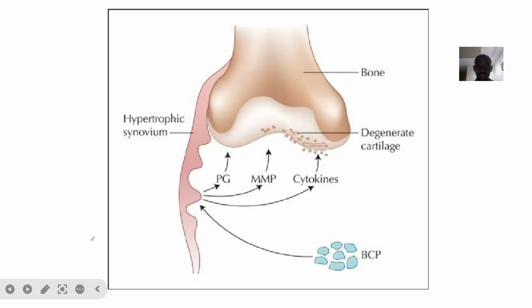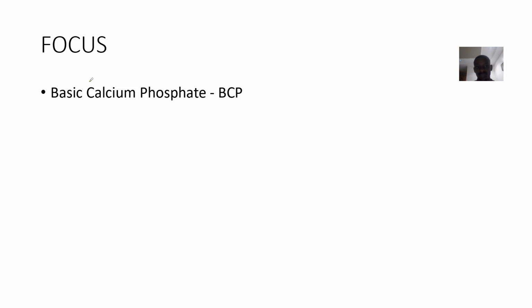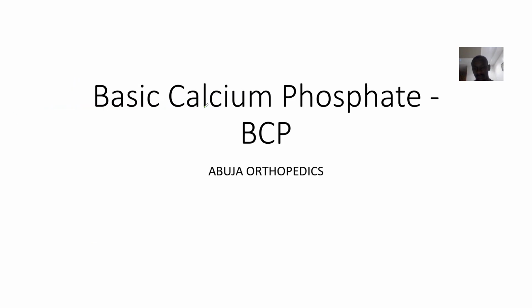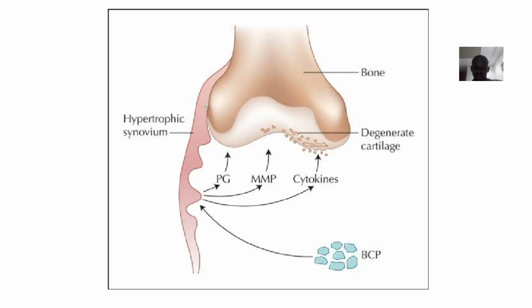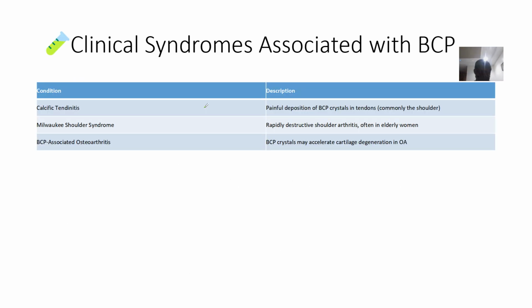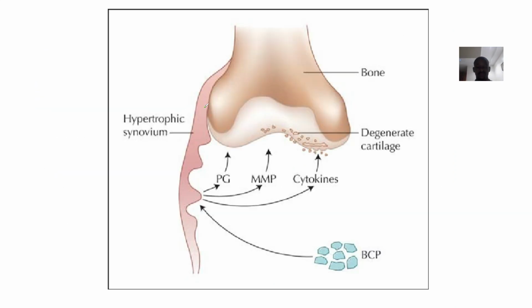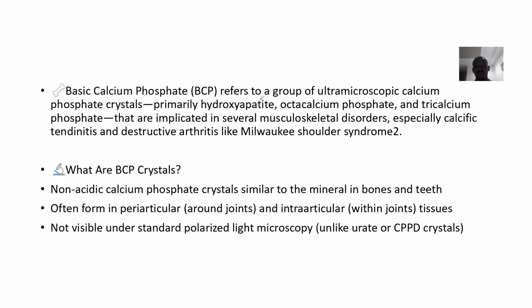Alright, so we'll quickly talk about another concept. This is what is known as basic calcium phosphate. So basic calcium phosphate just refers to a group of ultramicroscopic calcium phosphate crystals. Primarily we are talking about hydroxyapatite, octacalcium phosphate, and tricalcium phosphate.